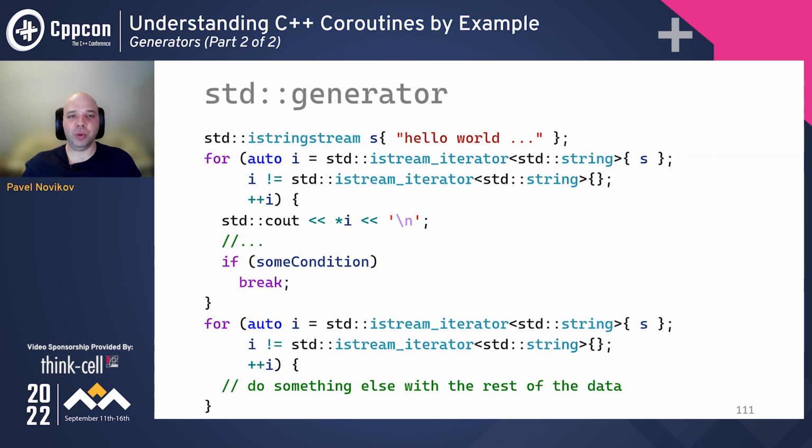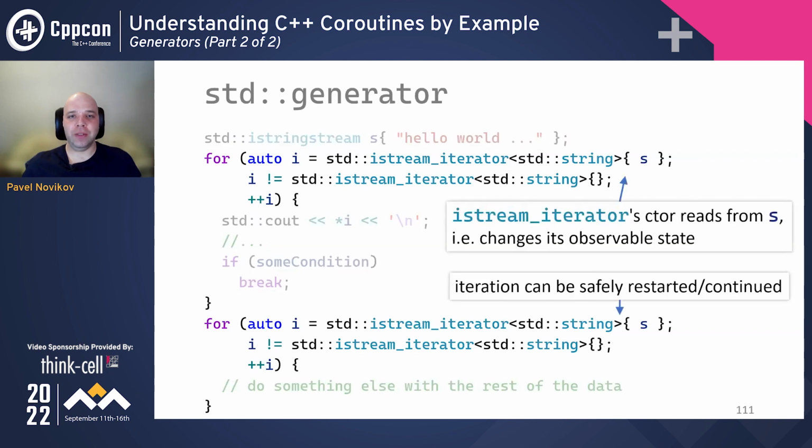So probably it was modeled after istream_iterator, for example, in which case the constructor of the iterator changes the observable state, but it changes the observable state in a predictable manner. And moreover, I can restart or continue the iteration over the values that are stored inside my stream by constructing the istream_iterator again, having predictable side effects and change of observable state.